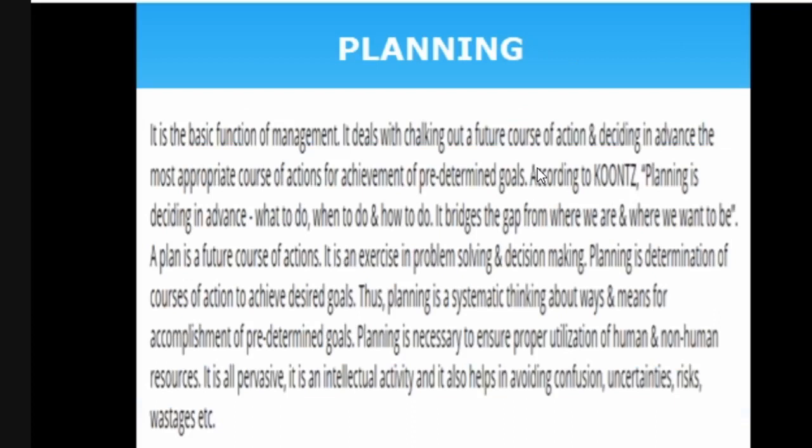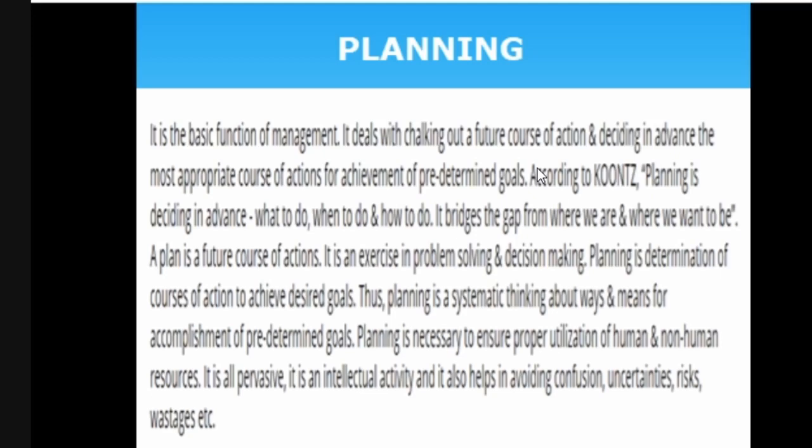So the first element is planning. We all know what planning is, right? Tomorrow, if you are going for a trip somewhere, you will plan. By 6 o'clock I need to catch a train, which means you need to wake up at 4 a.m. You need to pack your bags, everything beforehand, and plan accordingly so that you will reach the station without any delay. So that is a plan, right? It is a basic function of management. It deals with charting a future course of action, deciding in advance. You have to plan it before. Tomorrow you are going, which means today itself you have to plan it.